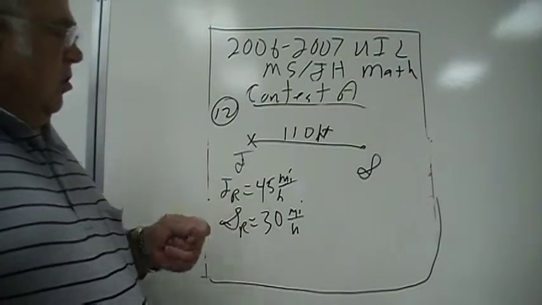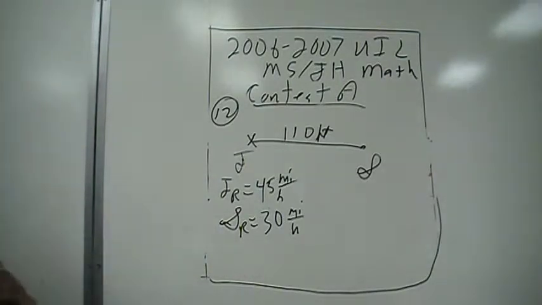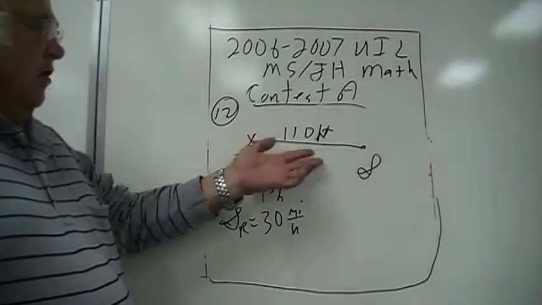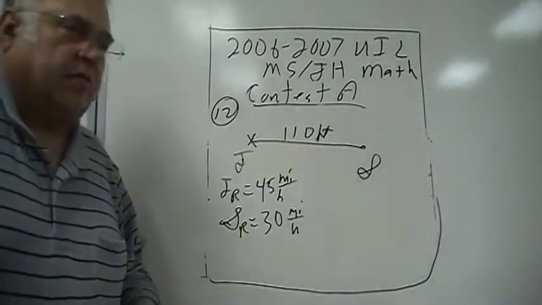So what we have to figure out then is, 15 miles an hour. How long? 15 miles an hour for every hour. How long is it going to take to make up this 110 feet?